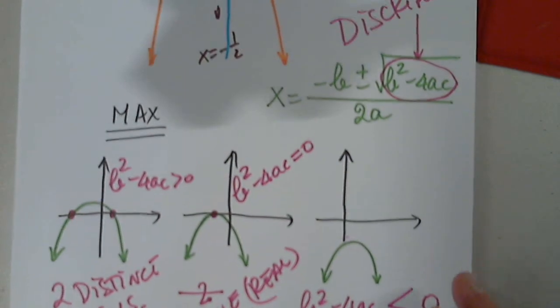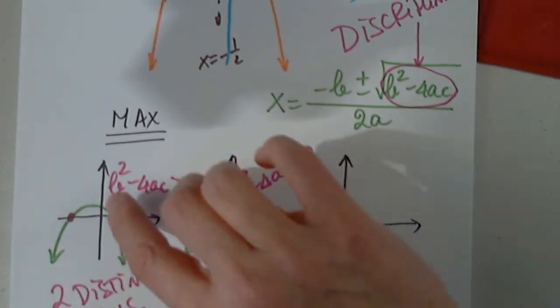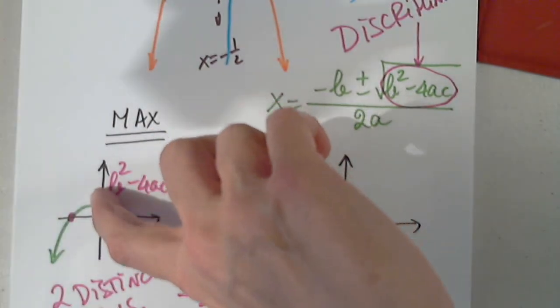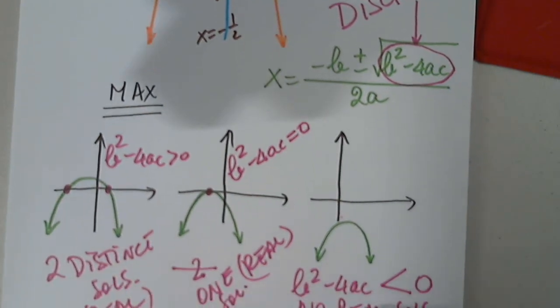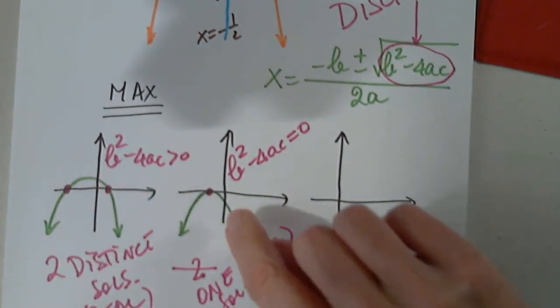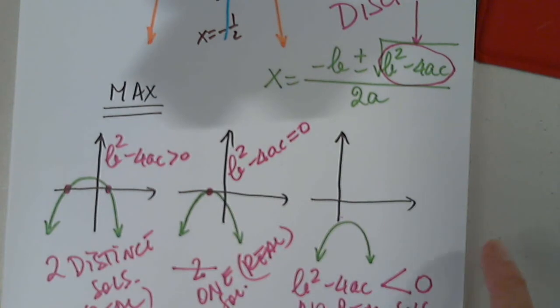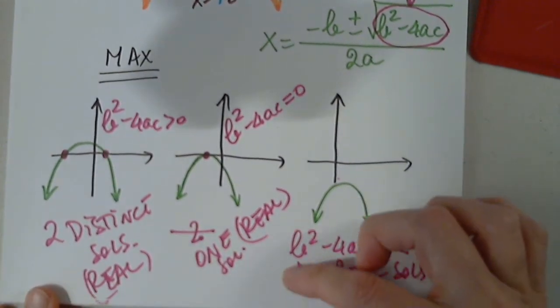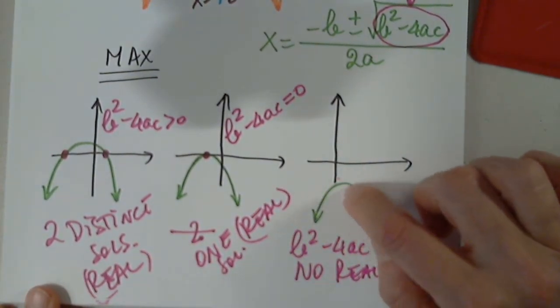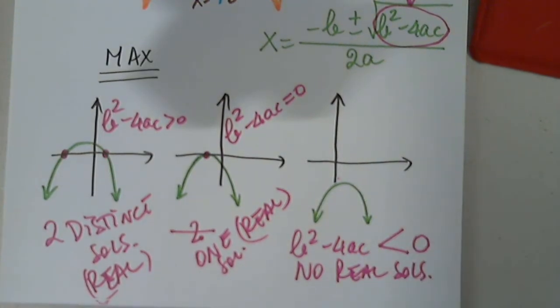Also, if I know that the function has a maximum and the y coordinate is positive, it must be this. If the function has a maximum and the y coordinate is 0, it must be this situation. And if I know that there is a maximum and the y value is negative, then I know there are no real solutions. So the vertex tells us everything as well.